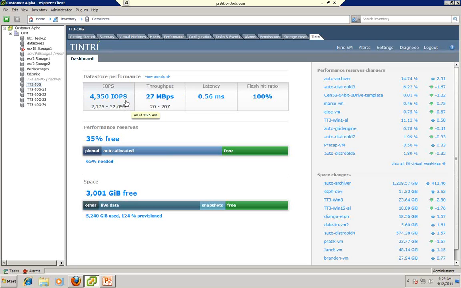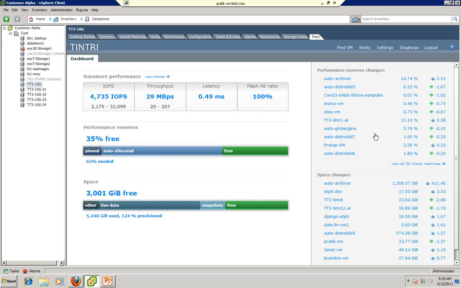Most of it is actually coming from one of our test VMs that continually pounds the system. What you can also see is the range over the last 7 days. In this particular case, this appliance is seen on the range of 2,000 to about 32,000 IOPS. The flash hit ratio is a measure of how much of your IOs are actually coming from flash versus the disk. In this case, you see that 100% of the IOs are being serviced out of flash.